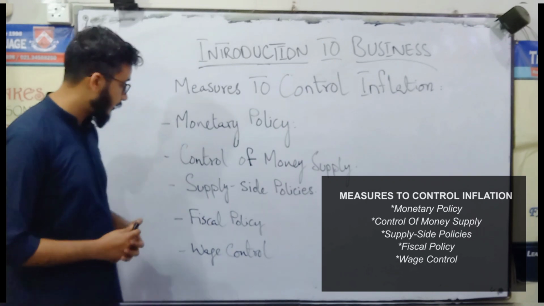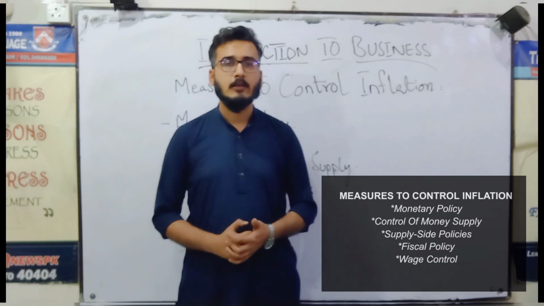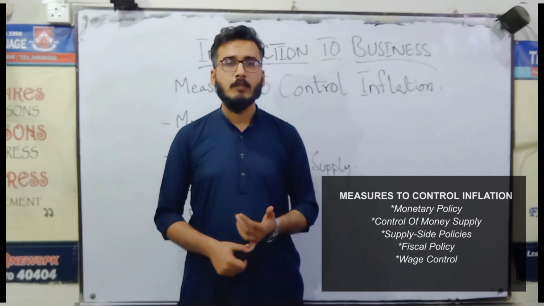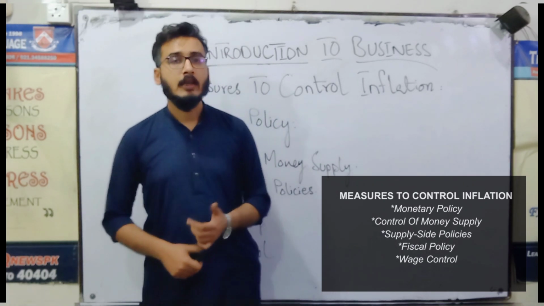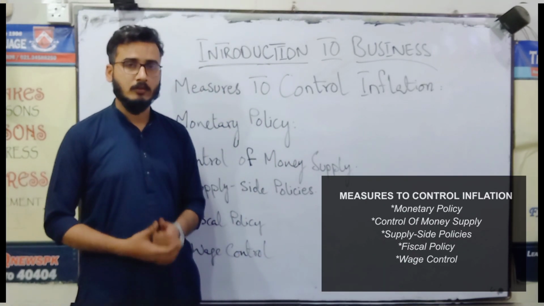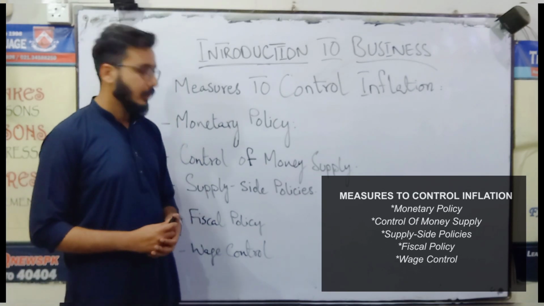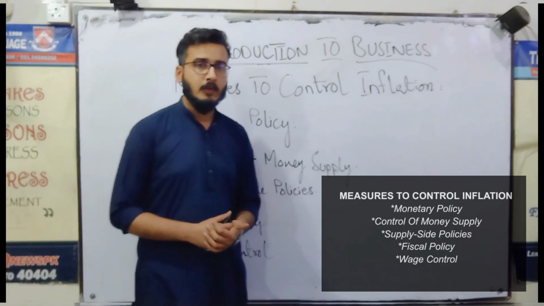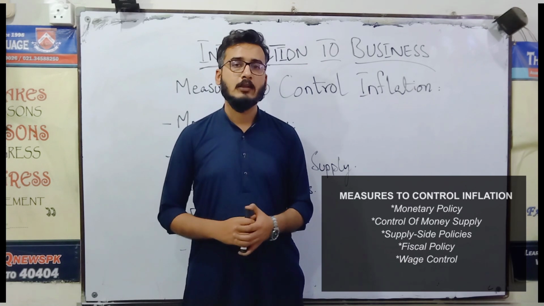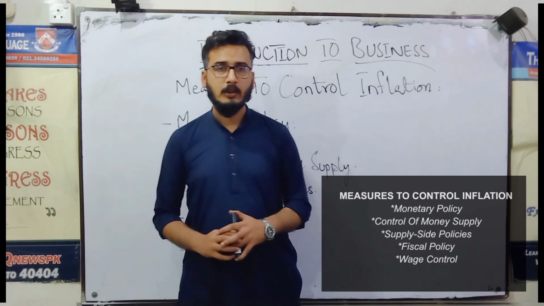Then fiscal policy. Under fiscal policy, the government has to increase the taxes. By increasing the taxes, it can reduce the demand, it can reduce the imports and the other things by which the inflation can be controlled. The government collects most of its taxes through income tax and sales tax, so that the government has control over the inflation. Then, wage control. The government has to lower the wages of the workers so that the cost of the products can be paused at the moment and the inflation can be controlled in that way.